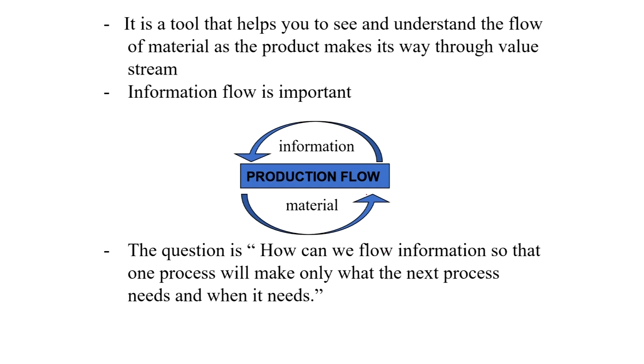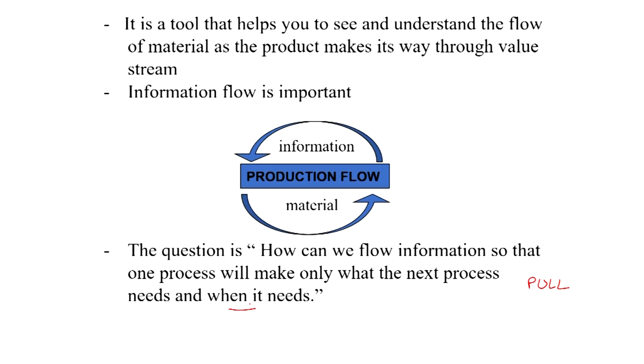There are two types of flow, material and information. So, it is a tool that helps to see and understand the flow of material as the product takes its way through the value chain. Information flow is also mapped. The question is, how can we flow information so that one process will make only what the next process needs. So, a pull system will produce only what the next step needs and when it is needed, so that there is no overproduction, there is no early production.